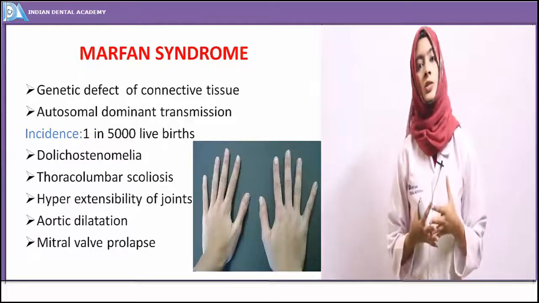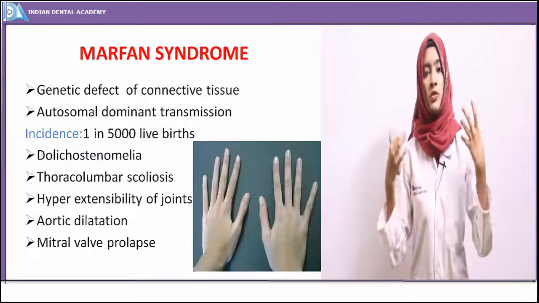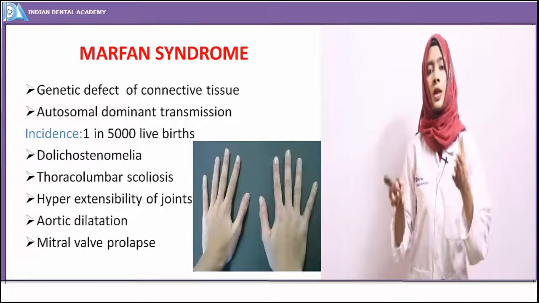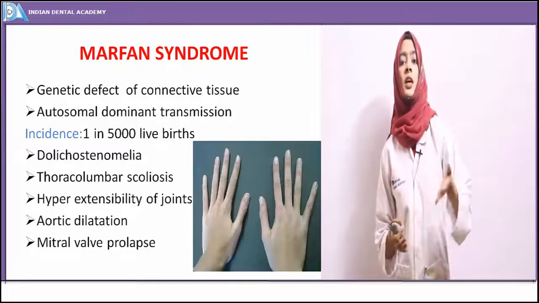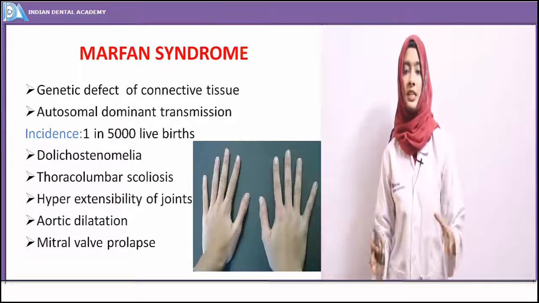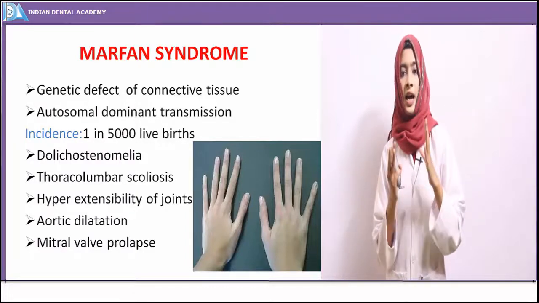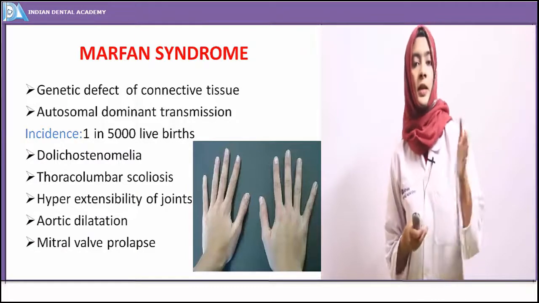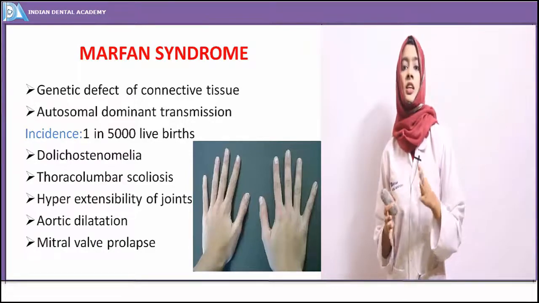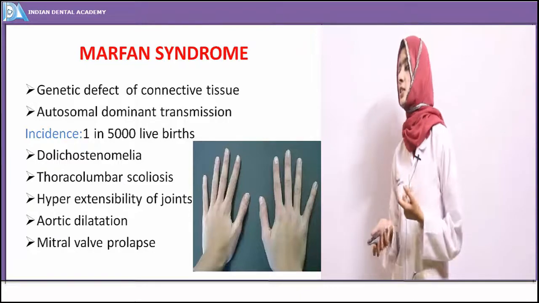Marfan syndrome is also known as arachnodactyly, nothing but presence of long limbs. So the overall appearance of the person appears to be lengthy. The hands and legs especially appear to be lengthy, and the face appears to be long and narrow. When compared to children of that age, the patients have relatively longer limbs and long face.